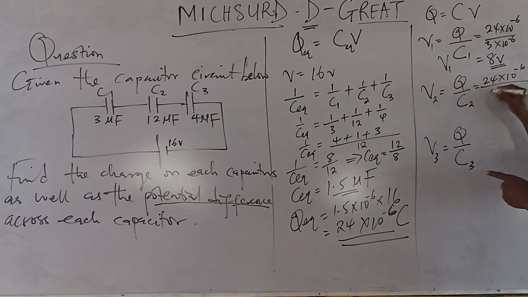The same way we substitute: we have 24 times 10 raised to the power minus 6, then C2 is 12 times 10 raised to the power minus 6. So 10 raised to the power minus 6 cancels out. 24 divided by 12 will give us 2. So we have V2 is 2 volts.